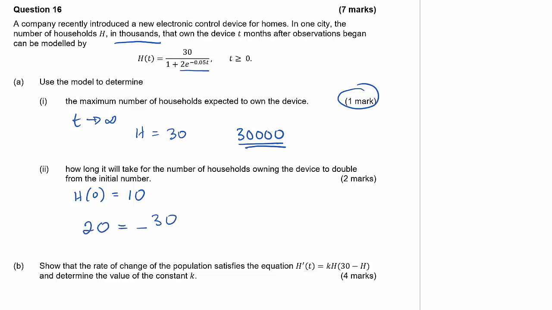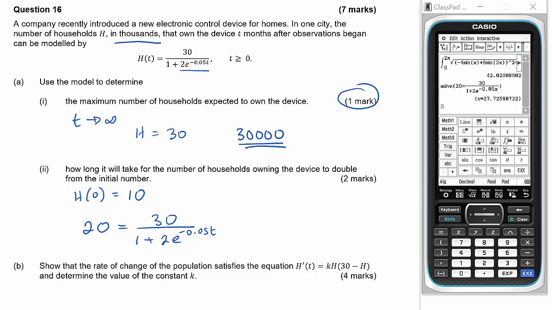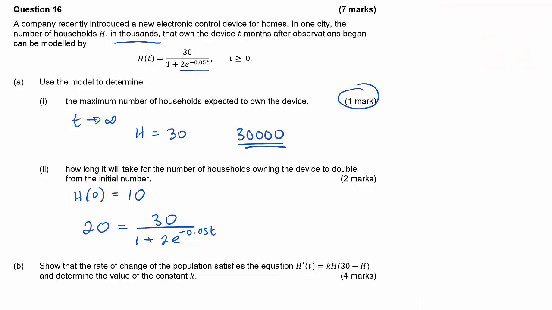is equal to 30 over 1 plus 2e to the negative 0.05t. And I just paused while I typed that into the calculator, and we can see that t is 27.73, or approximately 28 months.